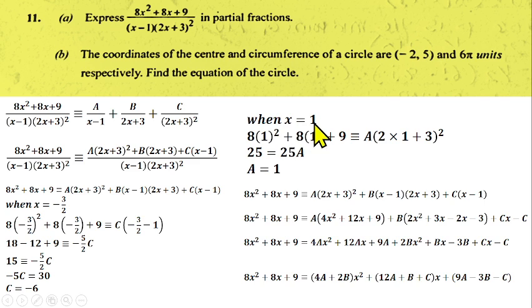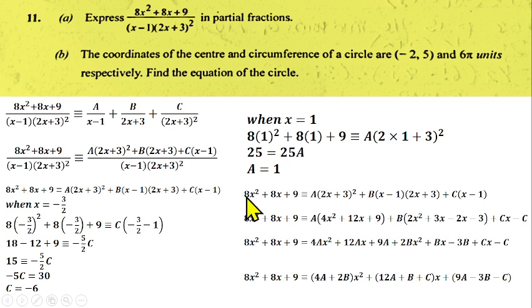So when s is 1, put that here into this, you'll be having 8 into 1 squared plus 8 into 1 plus 9 equals to, everything here becomes 0. Then here you'll be having a into 2 times 1 plus 3 squared. So 1 squared is 1 times 8, that we have 8. 8 times 1 is 8. 8 plus 8 gives us 16 plus 9, that should give us 25. Then you have 2 times 1 is 2 plus 3, that gives us 5 squared, it gives us 25a.